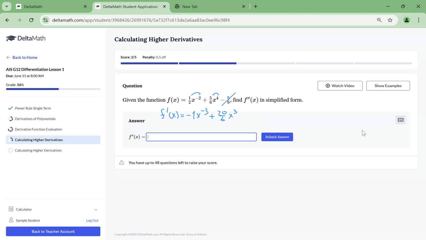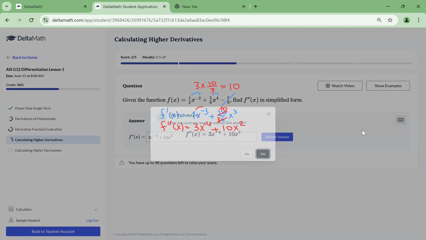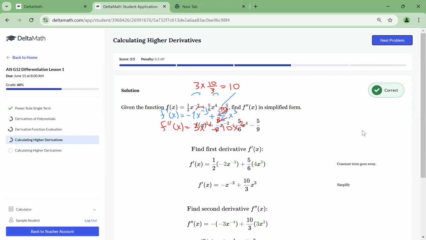Differentiate again. So these multiply together give me 3, x power negative 4. And then I can actually simplify here. I can write 10 over 3. And then multiply 3 by 10 over 3. So 3 times 10 over 3, and multiplying by the power, this just gives me 10. So plus 10 x power 2. So we have here 3x power negative 4 plus 10x power 2. And this is correct as well.